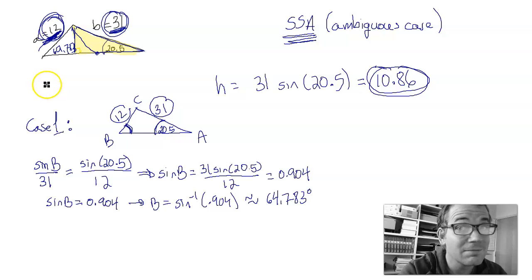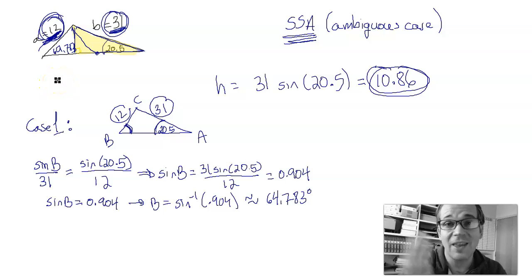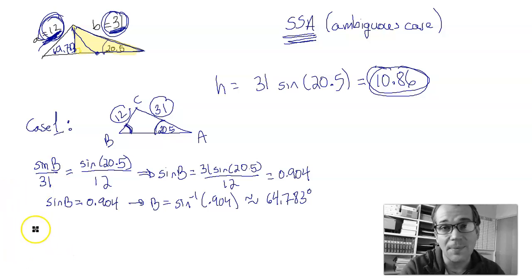Pause and think. When you think you know, unpause. I can find angle C by using the fact that the angles add up to 180, and then once I know angle C, I can use law of sines one more time to find the side opposite of angle C. I'm going to do both those steps in one fell swoop. Feel free to pause and do it ahead of me.